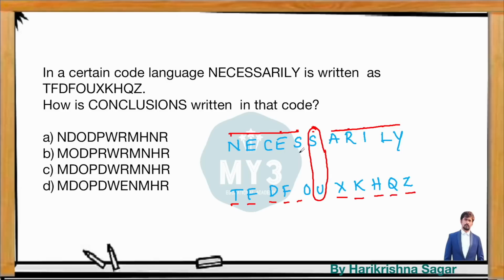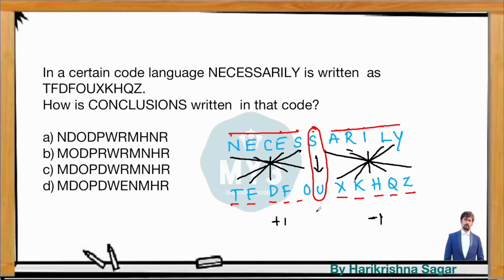What is the pattern? S is T, E is F, C is D, E, F, and N is O. All these are increased by 1. Y is X, L is K, I is H, R is Q, A is Z. These also alphabets are decreased by 1. And S become U, so it is increased by 2. So this is a pattern exactly we have to apply to get your answer for conclusions. So you can just apply that and get your answer choice.